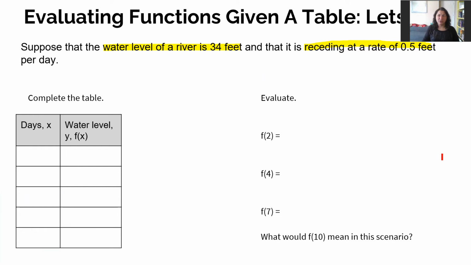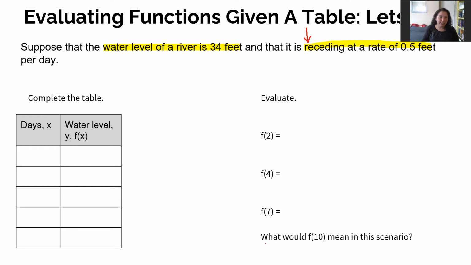So that word, receding, means to go down. Maybe you guys have heard that word for a receding hairline. That means that they're getting less hair and it's kind of going back. So instead of your hairline being up here, it's going way back. All right. So receding means to go down.